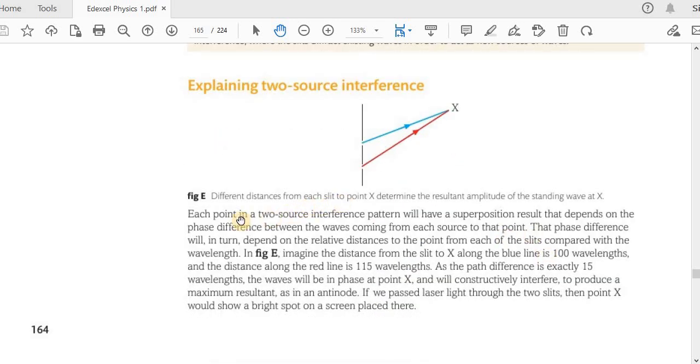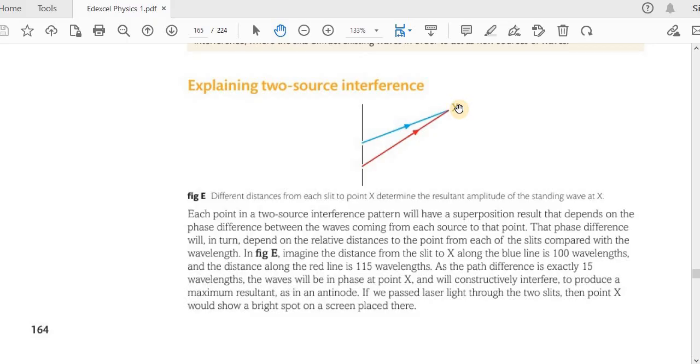Different distances from each. Okay, so each point in a two-source interference pattern will have a superposition result that depends on the phase difference between the waves coming from each source to the point. That phase difference will in turn depend on the relative distances to the point from each of the slits compared with the wavelength. In figure E, imagine the distance from the slit to x along the blue line is 100 wavelengths, and the distance along the red line is 115 wavelengths. So from here to here, imagine we have 100 wavelengths. From here to here, 115.